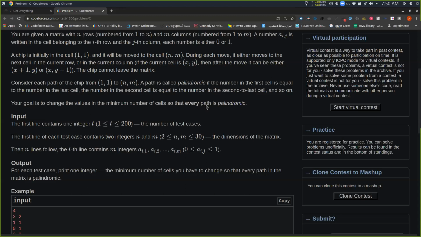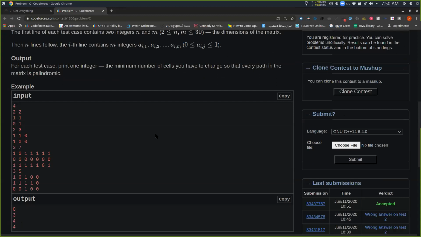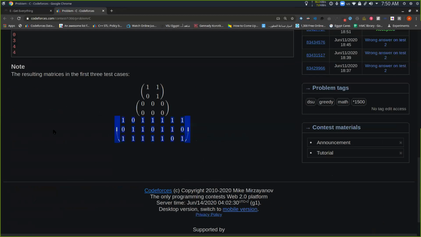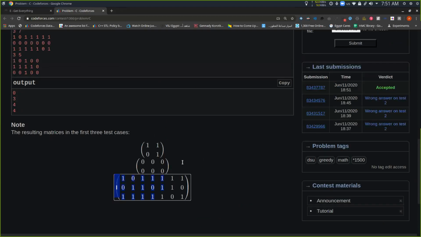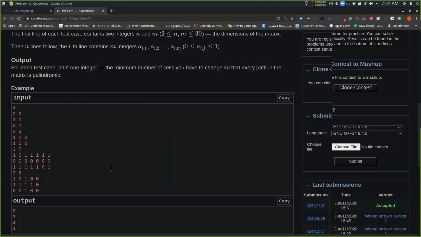No, no, no. Actually, it won't. The problem just asks to make the path palindromic, so it doesn't matter if we change it. Here is an example matrix and here is an example output. This is the correct output for the last case. It doesn't matter if these are zeros or ones, because these cells are zeros and these are zeros, so it's palindromic. It doesn't want us to make these ones. It just wants it to be palindromic. Okay.